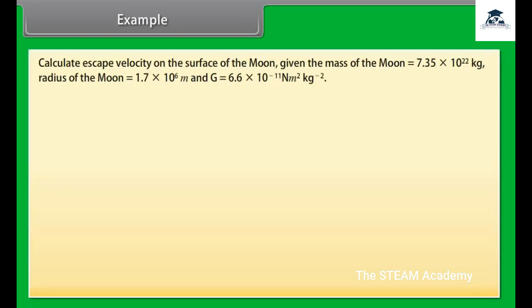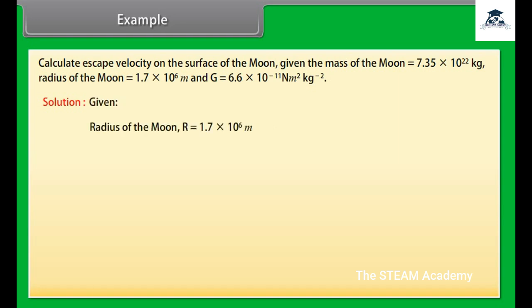Example. Let's take an example of escape velocity. Calculate escape velocity on the surface of the Moon, given the mass of the Moon, radius of the Moon, and value of g. Let's see the solution.